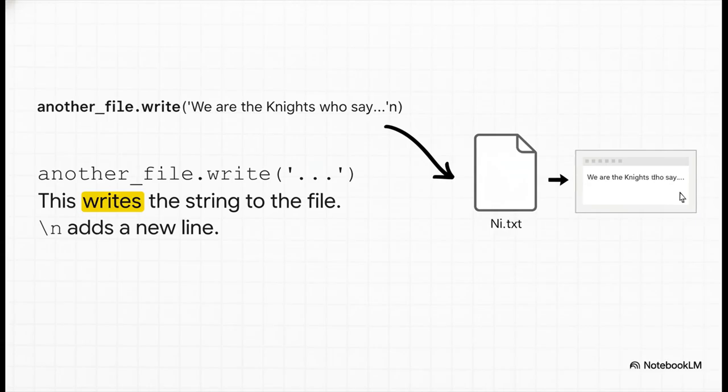Then we use .write to put some text in our new file. And see that little \n at the end? That's just code for press the Enter key. It tells the computer to move the cursor down to start a new line for whatever comes next.